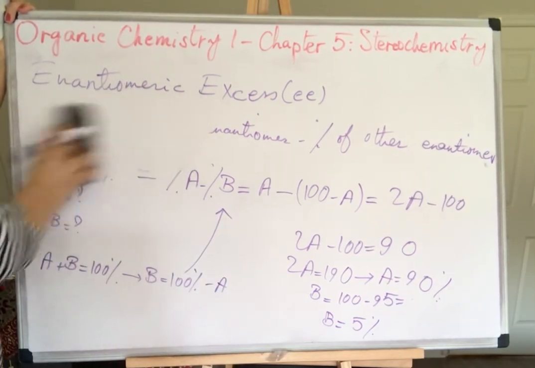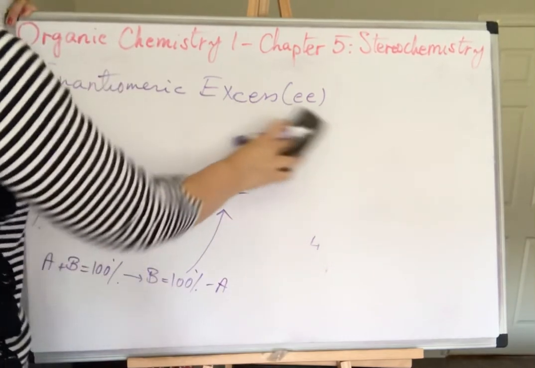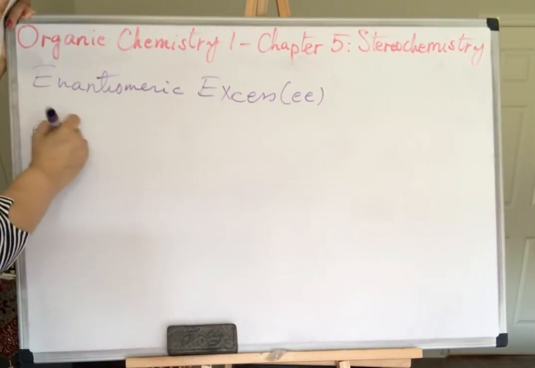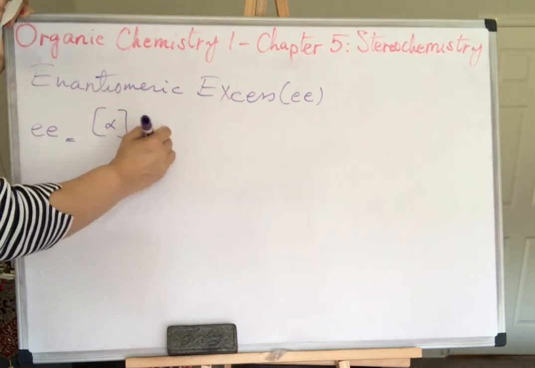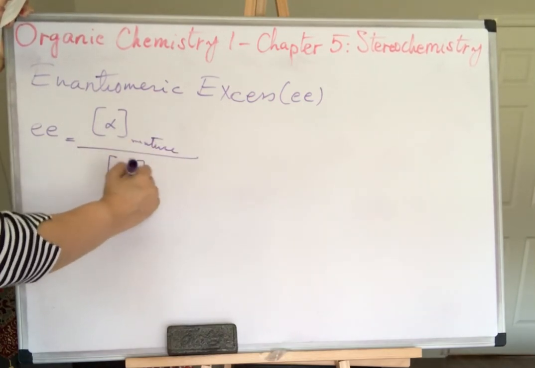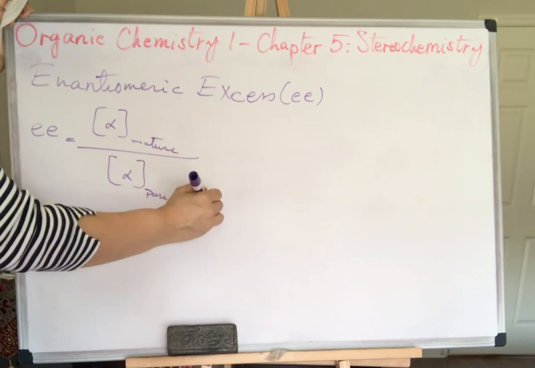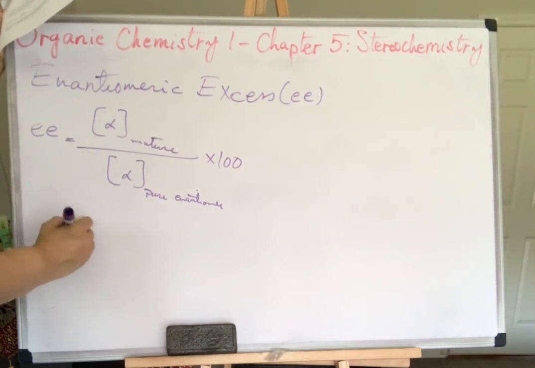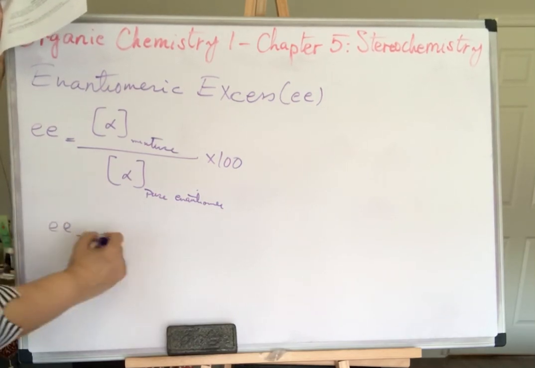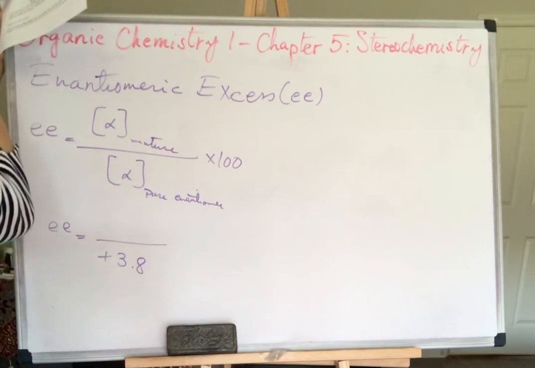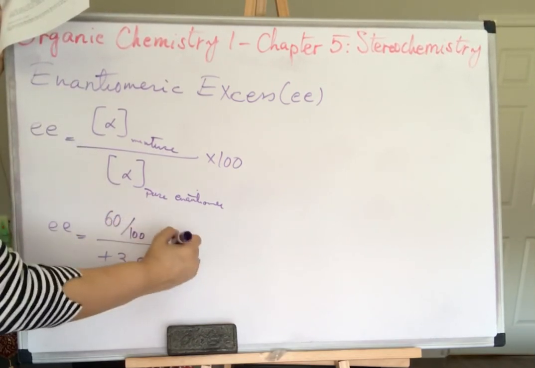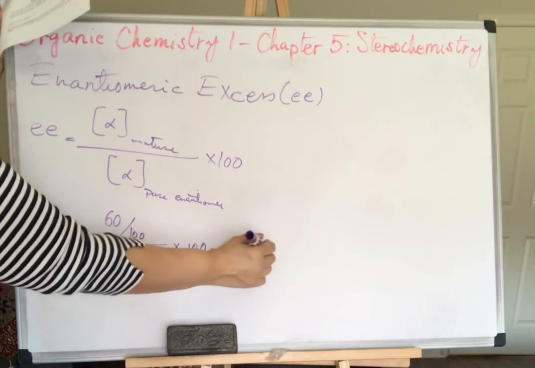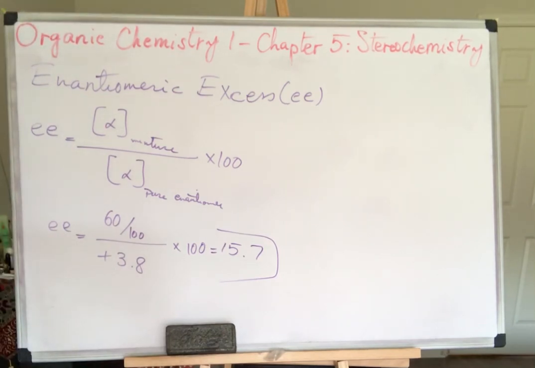You have another way to find enantiomeric excess, EE, from the rotation. It depends on what you have available. It's the rotation of the mixture over the rotation of the pure enantiomer times 100. So in the next practice, a pure enantiomeric compound has a specific rotation of positive 3.8, and the mixture is 60. 60 over 100 times 100 gives you 15.7.